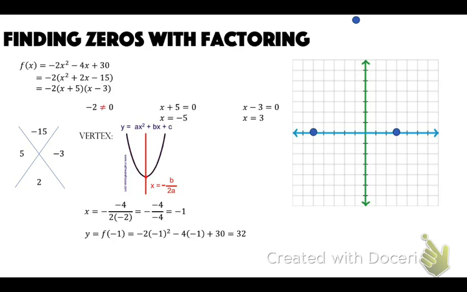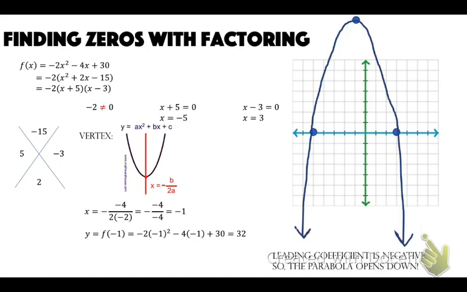And then since this is a negative leading coefficient, this is going to open down, which makes sense because if the vertex is clear up at the top, we can open down from there and still cross through those points.